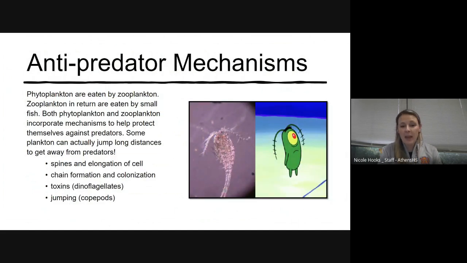They also have some anti-predator mechanisms. So you see our copepod here, Mr. Plankton, chum bucket owner. He has some anti-predator mechanisms as well as actual copepods. Some of them have elongated cells, so it's easier for them to slip away from predators. They might have spines like he has on his antennae here. They form chains and they colonize. They can release toxins like our dinoflagellates do. They can also jump. We've definitely seen Plankton, owner of the chum bucket, do that. But they can also do little hops within the water.